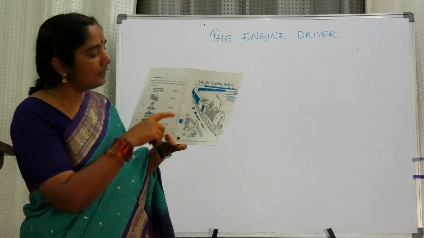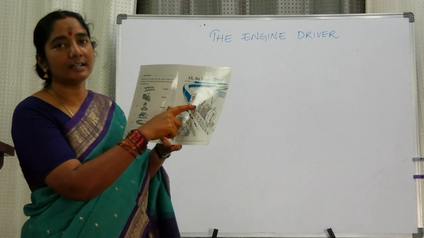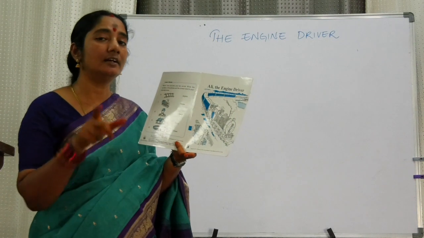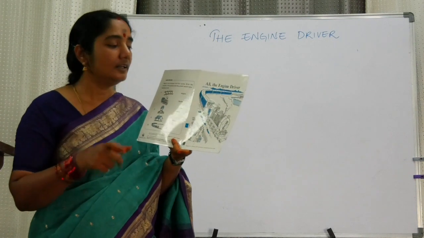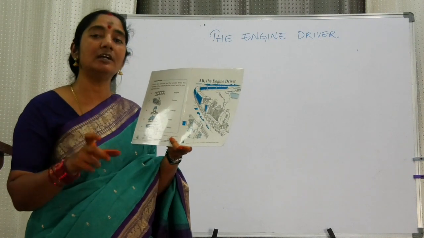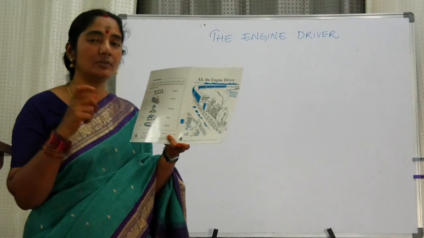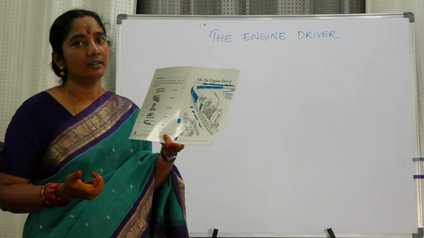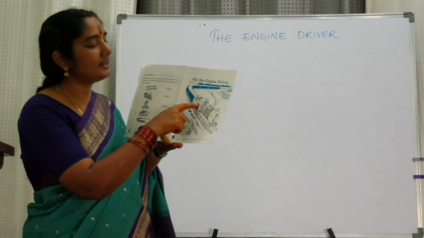So in this way, there is a train driver who is driving a train. A person who is driving a car is called a car driver. A person who is driving a bus is called a bus driver. A person who is driving a train is called an engine driver. Alright? So, there is a driver.